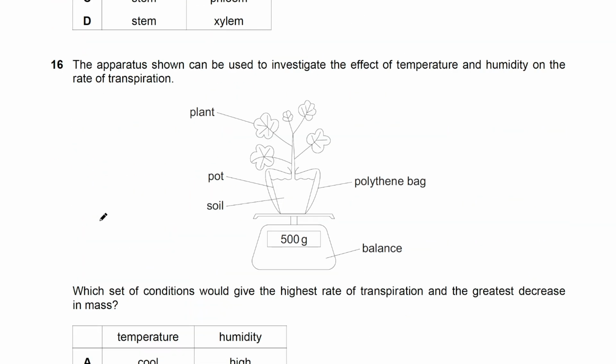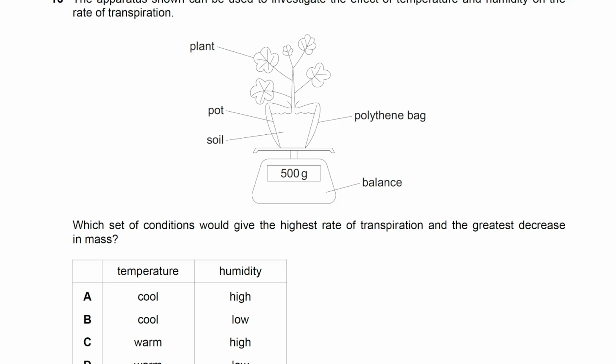Moving to question number 16. The apparatus shown can be used to investigate the effect of temperature and humidity on the rate of transpiration. Which set of conditions would give the highest rate of transpiration and the greatest decrease in mass? Okay, let's see. Logically speaking, with high temperature, or warm temperature, transpiration will increase and the mass will decrease. With high humidity, the transpiration will decrease.